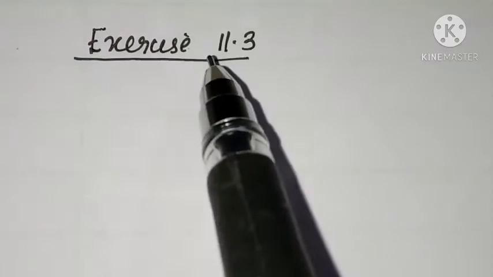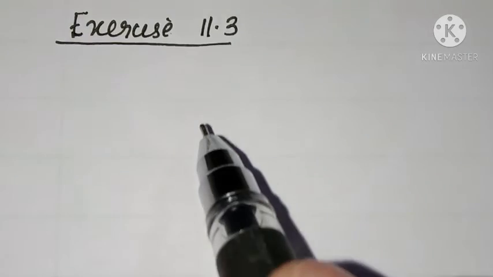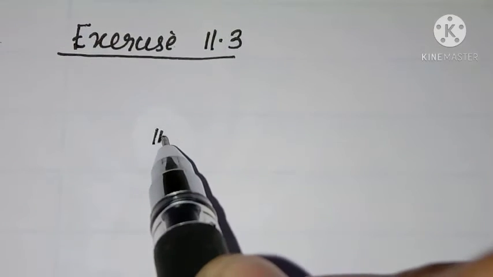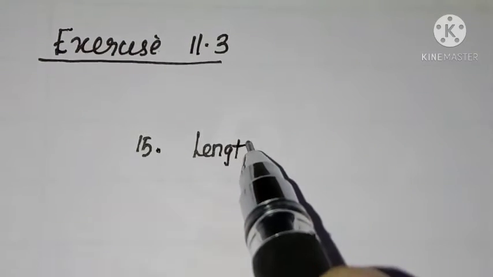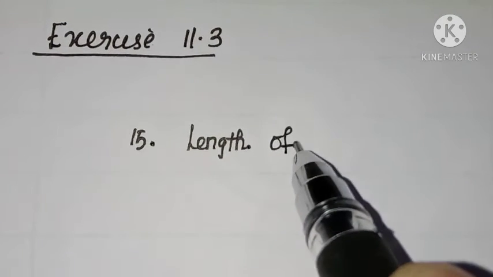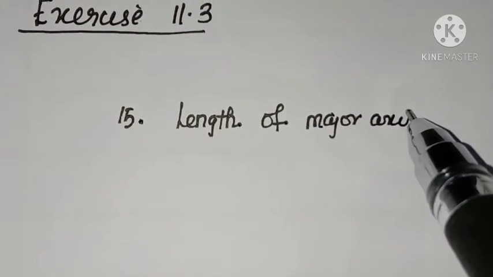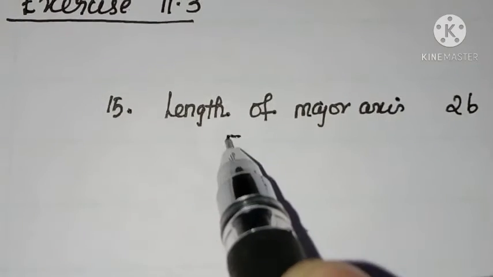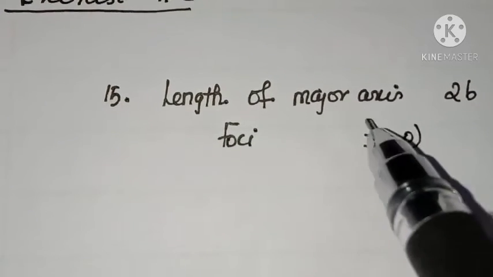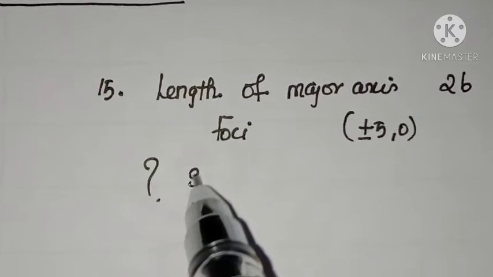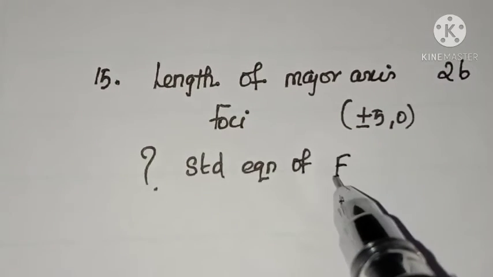Let's see some exercise questions. Exercise 11.3, question number 15. See here, the length of the major axis and foci are given. Length of major axis is 26 and foci is plus or minus 5, 0. Our question is, what is the standard equation of the ellipse? That we need to find.